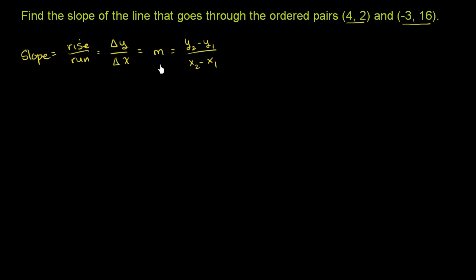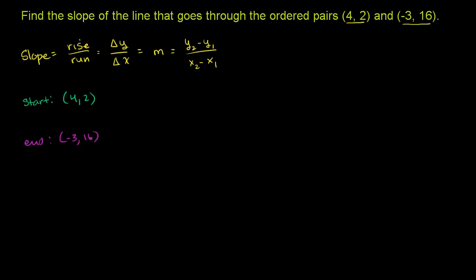So whatever of these work for you, let's actually figure out the slope of the line that goes through these 2 points. And actually we could do it both ways. We could start at this point and go to that point and calculate the slope, or we could start at this point and go to that point. So let's do it both ways. Let's say that our starting point is the point (4, 2), and let's say that our endpoint is (-3, 16).